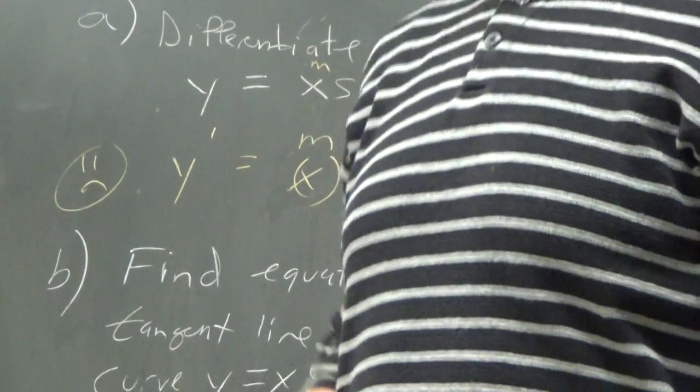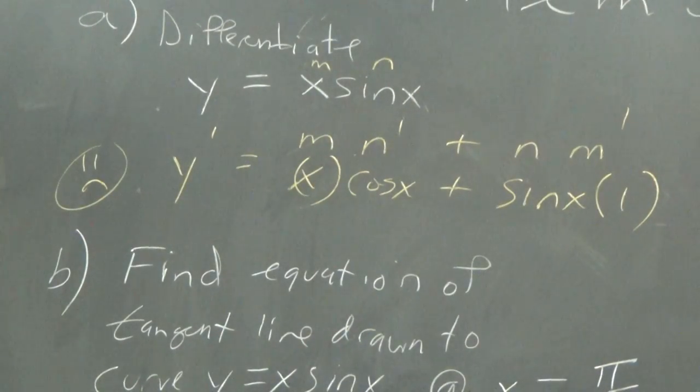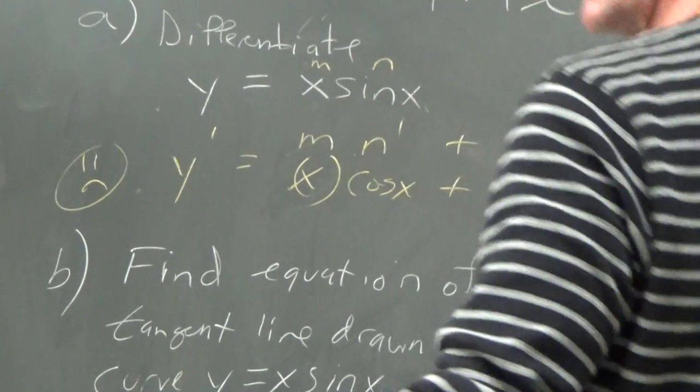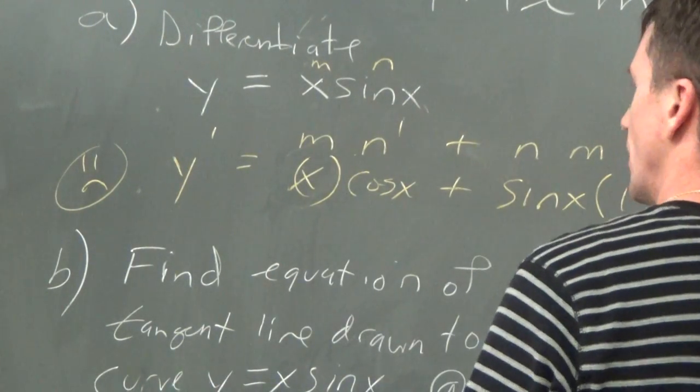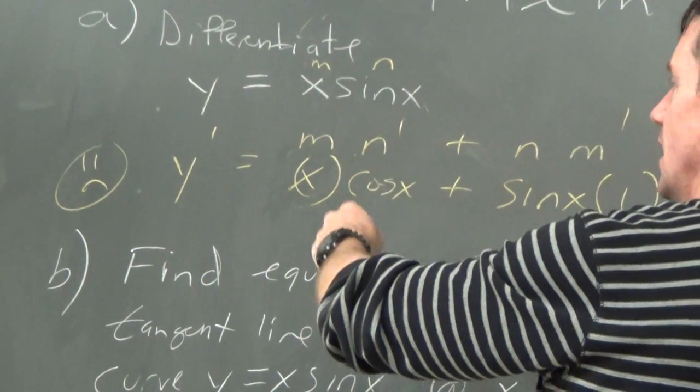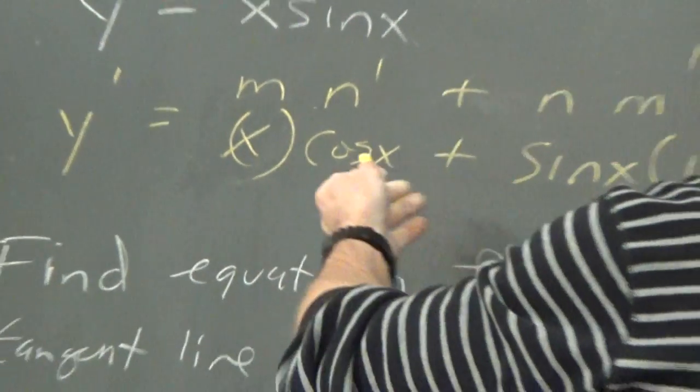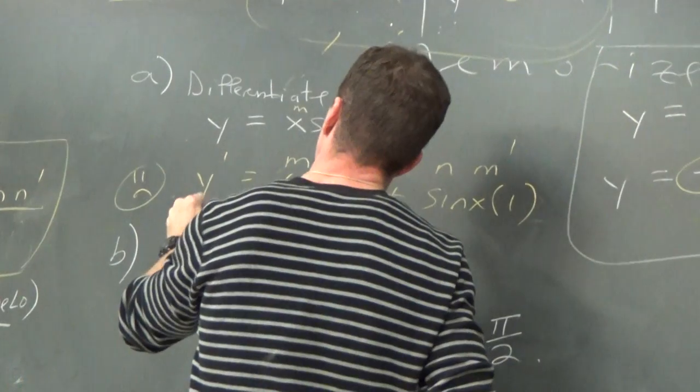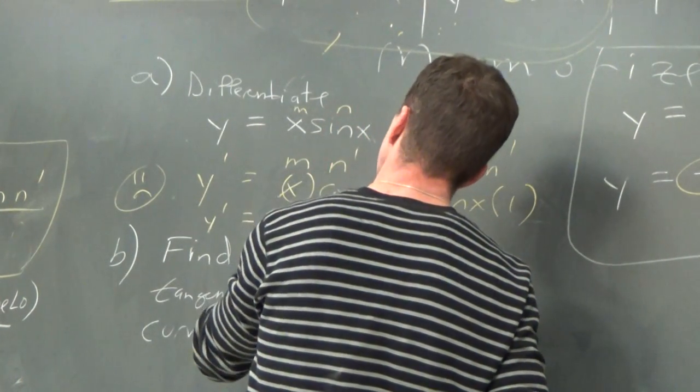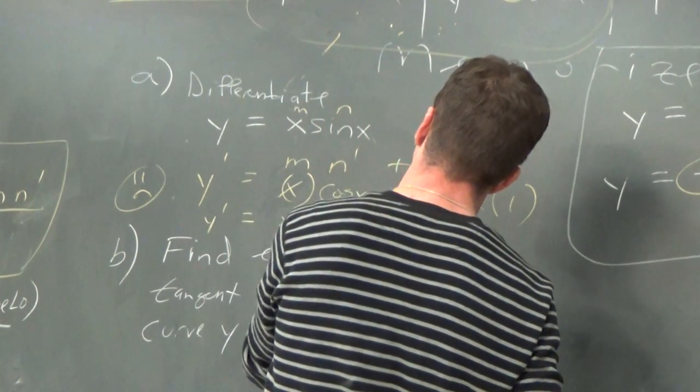One thing I didn't like about this problem, I was hoping to get some negatives in there, and it didn't have any negatives in it. I should have done cosine, because then what's the derivative of cosine of x? Well, there's the answer, letter A. Nice and clean: x cos x plus sine of x.